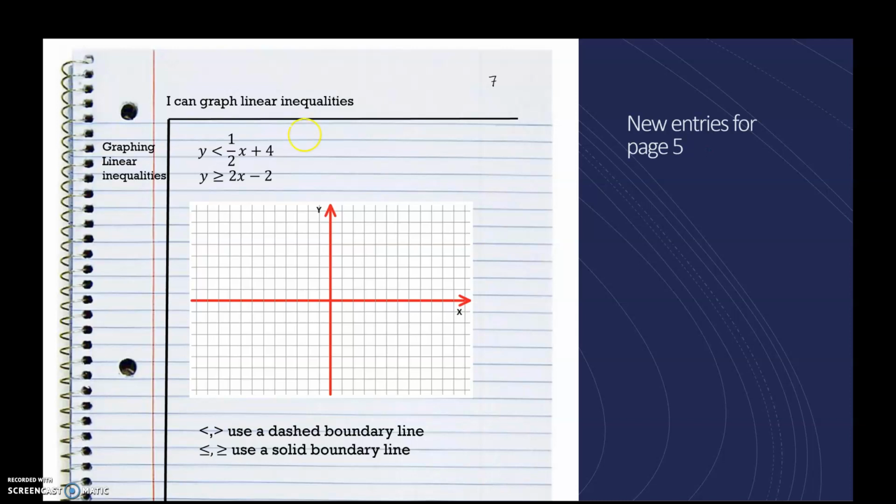On this first one, I've got a slope of 1/2 and a y-intercept of 4. So 1, 2, 3, 4. Slope of up 1, right 2, up 1, right 2, up 1, right 2. And this one is a dashed line because it's just less than or equal to. So it looks something like this.